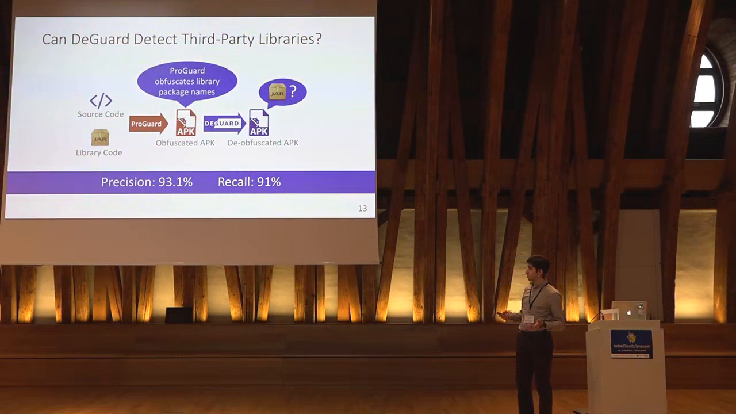So we measured this across our applications, and we got the following results. The precision of doing this was 93%. Recall was 91%. And this means that DGARD is, in fact, quite effective at predicting the third-party libraries that are imported in Android applications.